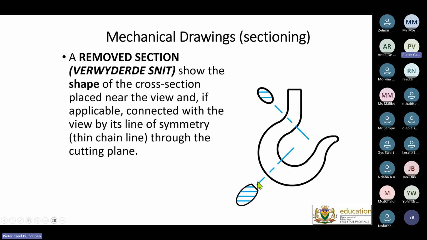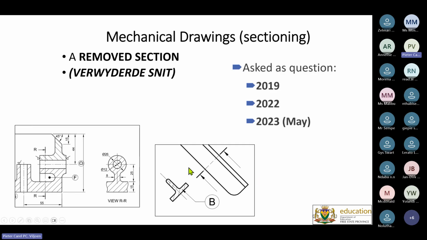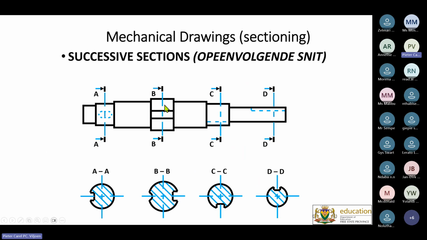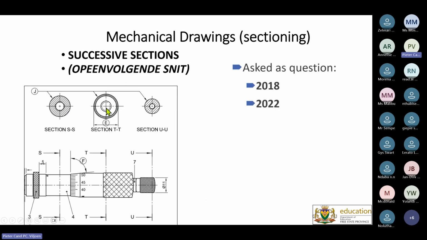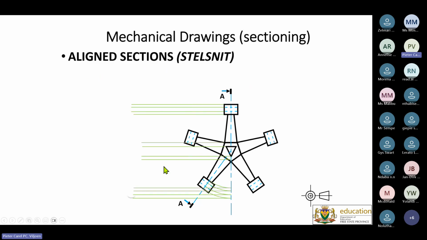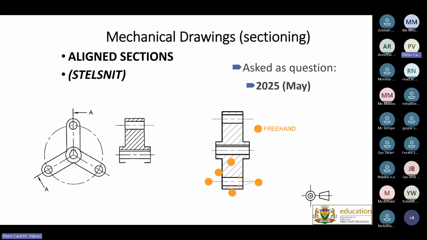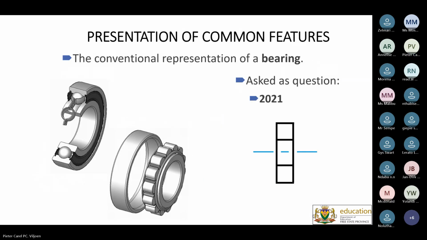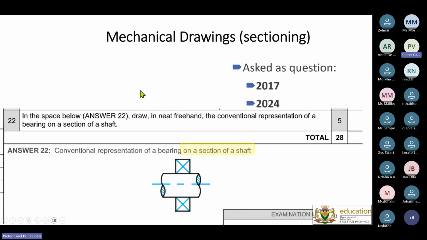Removed sectioning is not for the grade 10s this year, so therefore I'm going to go faster on this part. Successive sectioning is not grade 10, it's grade 11 and 12 content. And that is how many times it has been asked. And then aligned section is also grade 11 and 12 content. I'm not going to waste time on this part over here. All right, so that's the aligned sectioning. Presentation of features is not for grade 10, but you can expose them to these conventions. It's basically a shortcut for the learners to understand what it will look like. I'm not going to draw all the detail in terms of that. Okay.